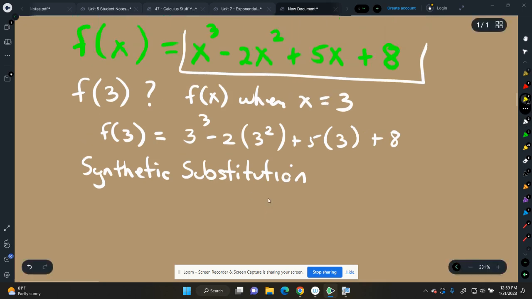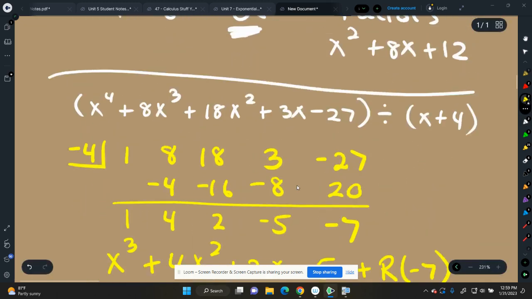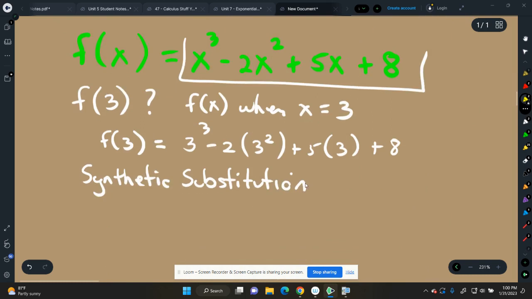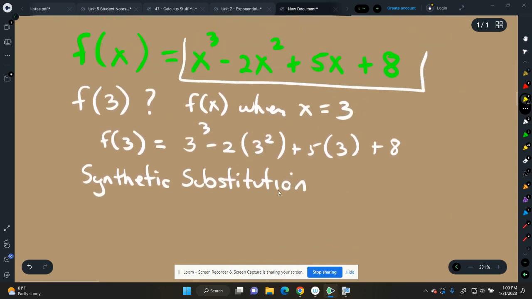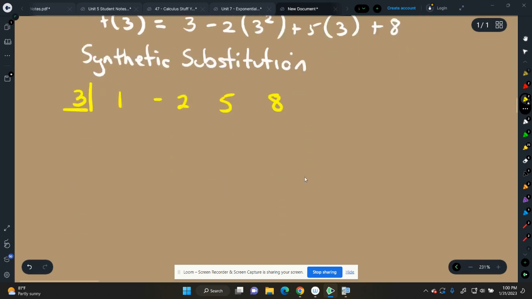When we do synthetic division, we take the opposite of this number, right? Synthetic substitution, we don't have to take the opposite. So the number I'm working with is 3. So I'm going to put 3 in the corner. And then I'm going to write my coefficients. 1, -2, 5, 8. Okay, everybody follow me?